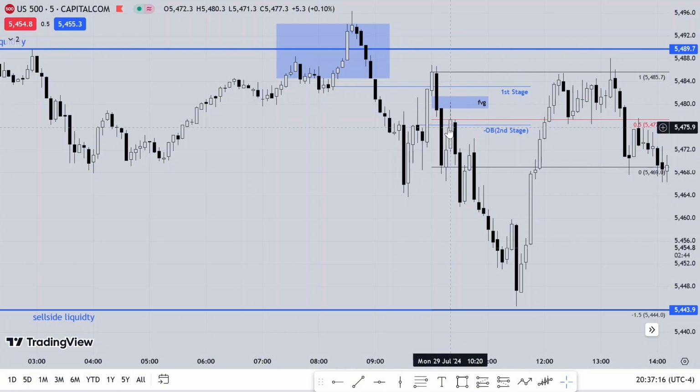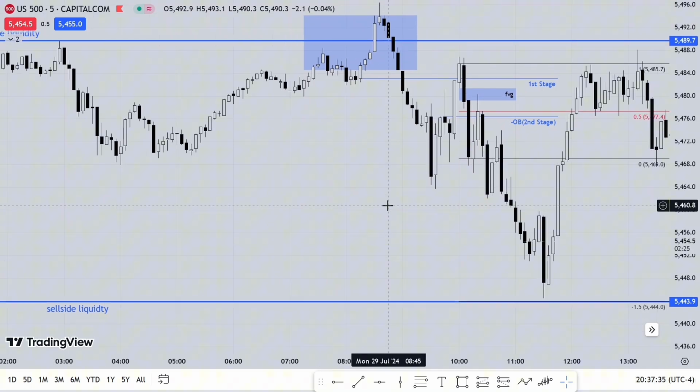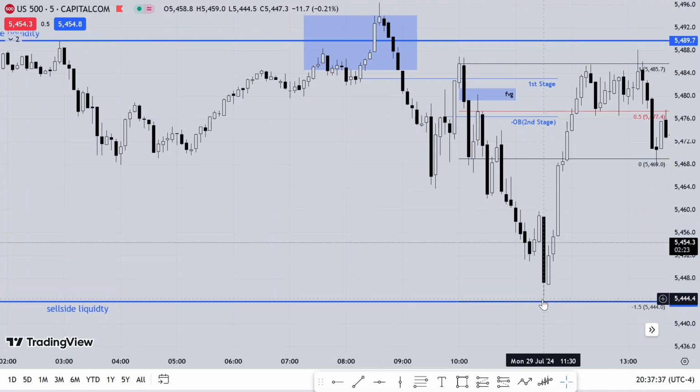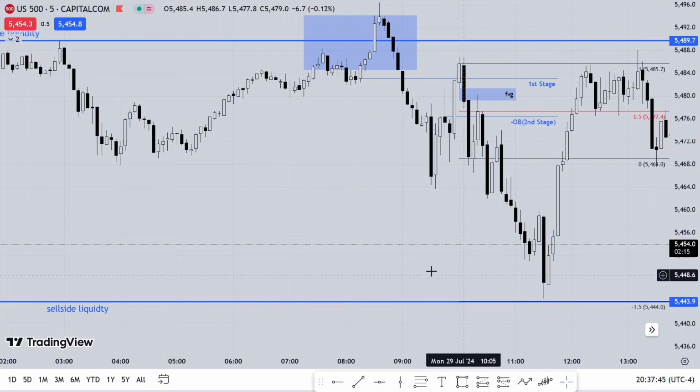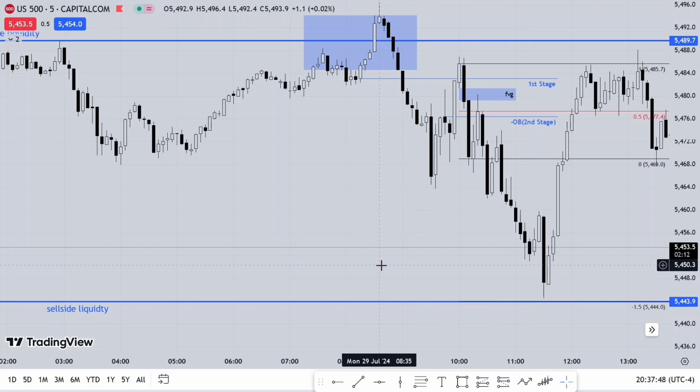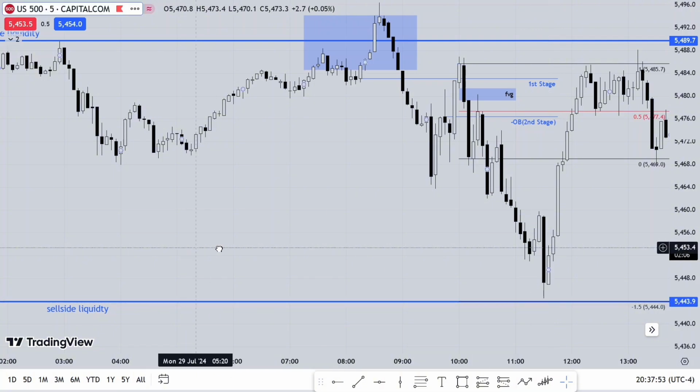So price trades to a premium PDRA from this low to this high. This is equilibrium, and price trades to this premium PDRA here and then distributed to the downside below these lows, almost to this low. As you can see, we're about 0.5 handles, that is half handles, away from this low, away from this sell side liquidity.